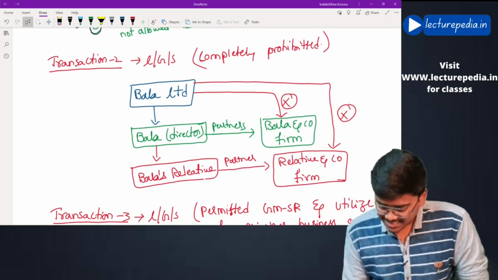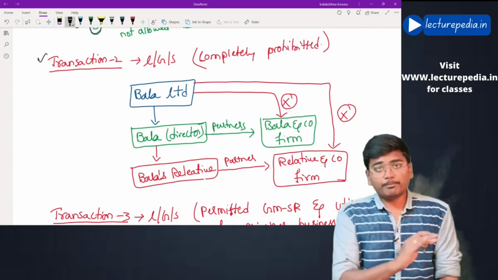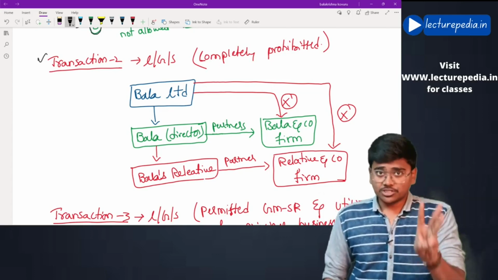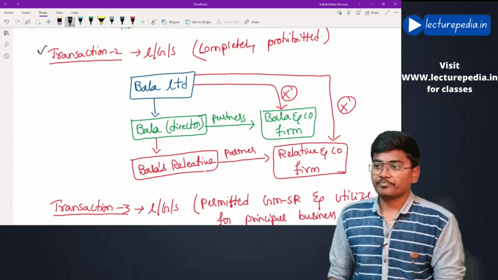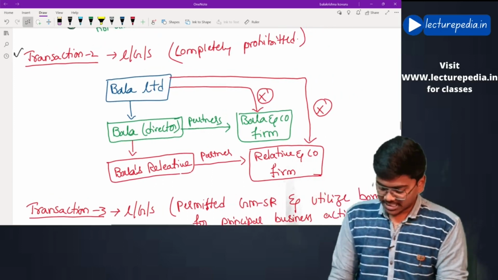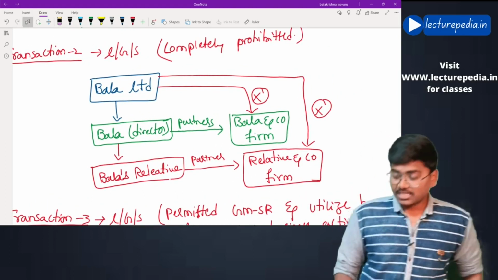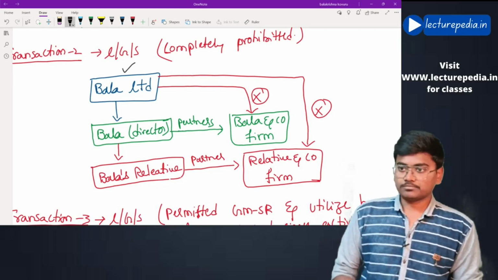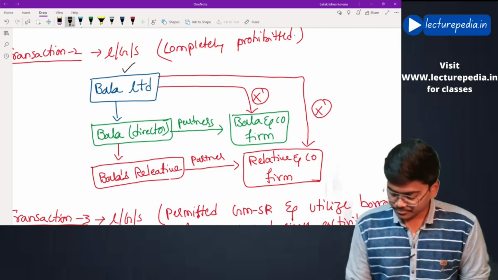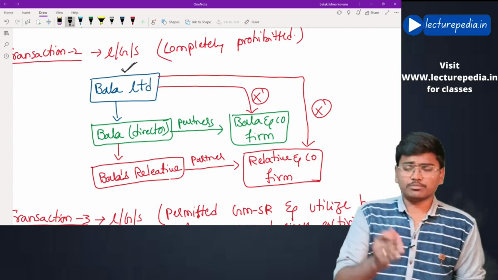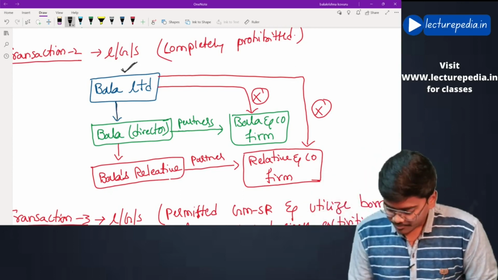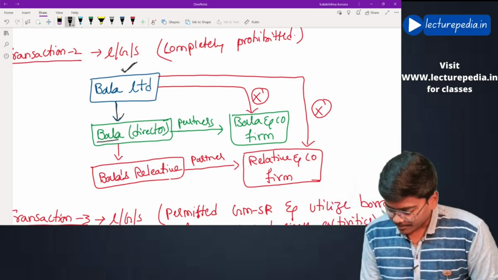Even this transaction number 2 is also completely prohibited. It also deals with loan, guarantee, security to whom? See, I have explained it with an example. There is a particular company by name Bala Limited. This company wants to give some loan, guarantee, security. Now in this Bala Limited there is a particular director by name Bala.